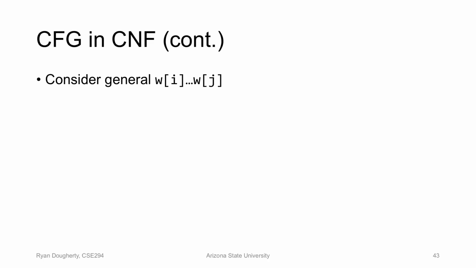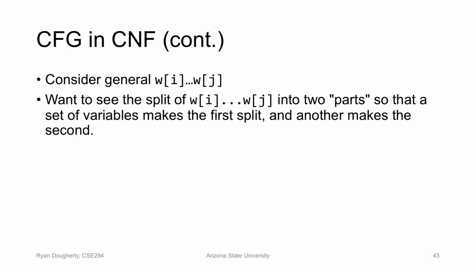So let's consider a substring wi through wj. It could be the entire thing. It might be only one character. Let's just consider a substring wi up to wj. And so let's think about it. So if we figure out, say, variable A could make some split of the string, so maybe the first half of the string, variable A can make that part, and variable B can make the second part, right? Let's just say that was the case. And let's say we had a rule, C goes to AB. So what can I infer now?